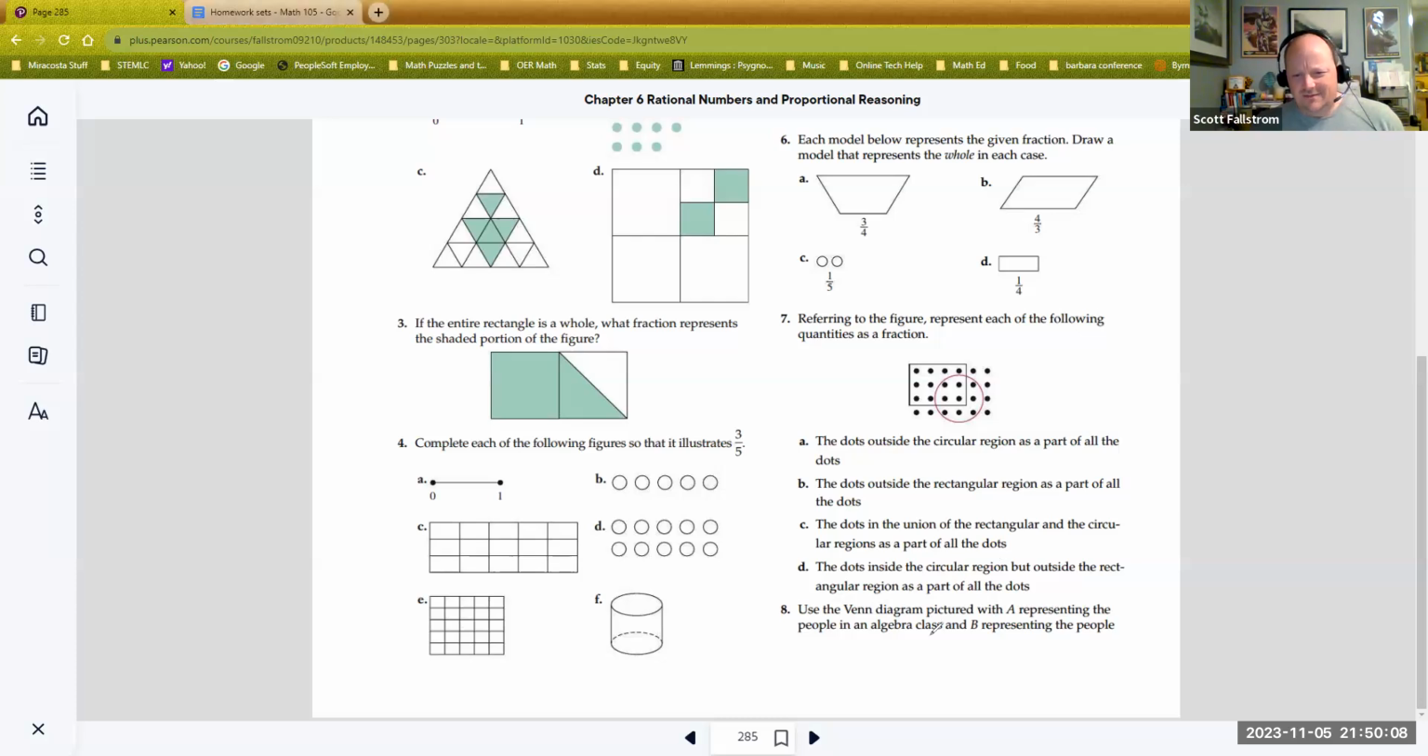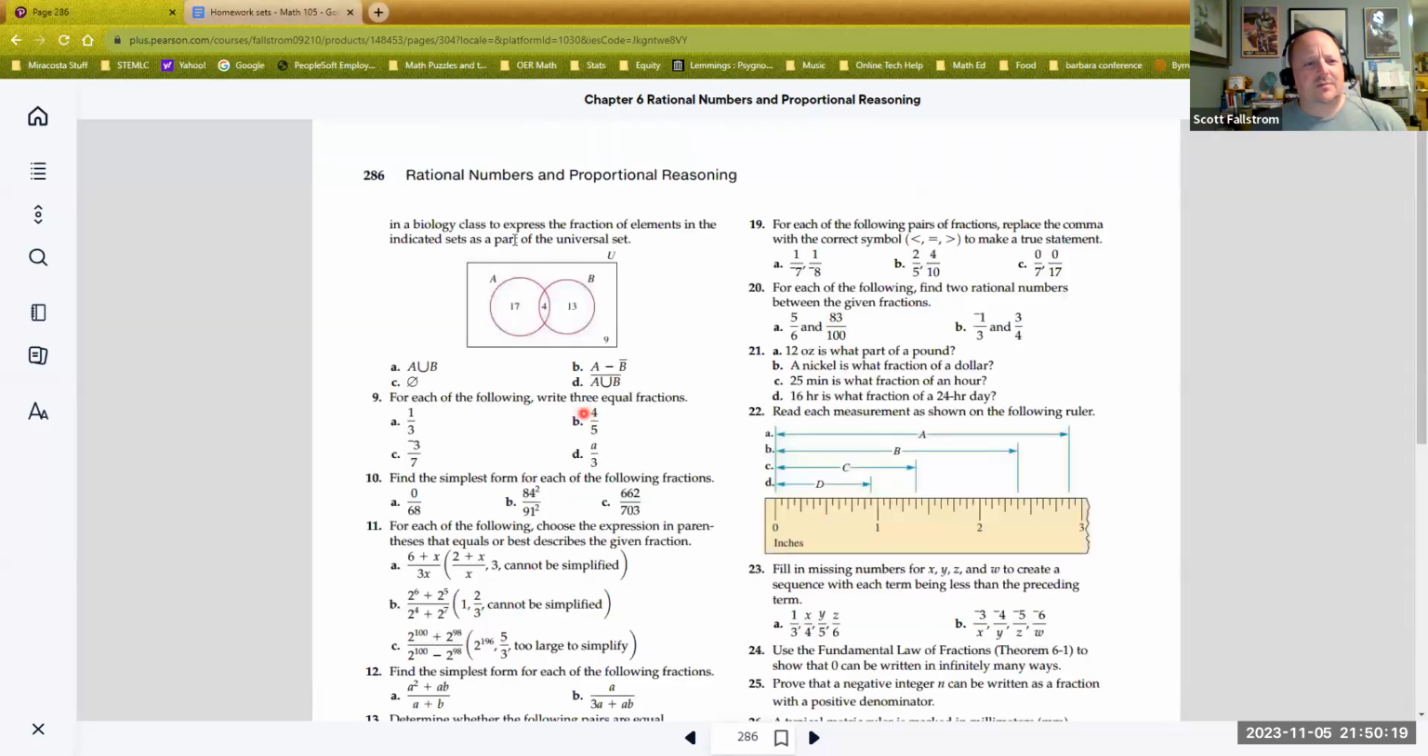Question 8, Venn diagram. Okay, so let's go forward and see the rest of the question. Use the picture from A representing people in algebra, B representing people in a biology class to express the fraction of elements in the indicated sets as part of the universal set. All right, so we are looking at, first of all, a universal set. So before we do anything, we might want to jot down a few quick numbers here for ourselves. Oh, and just so I remember, 8, 10, and 18.